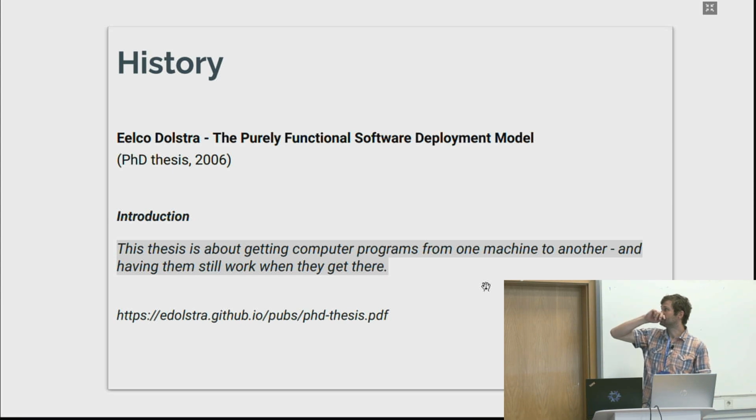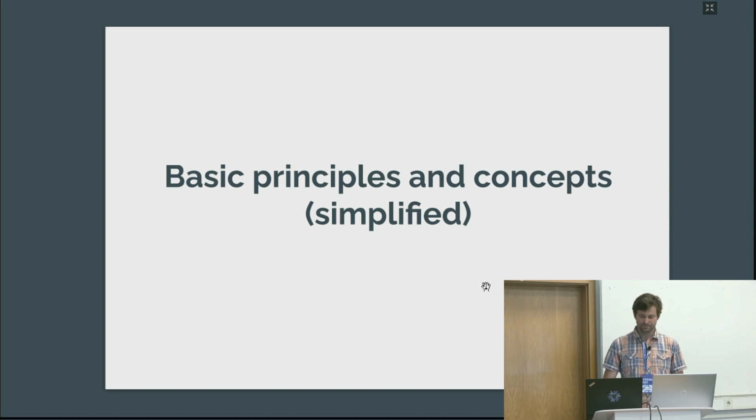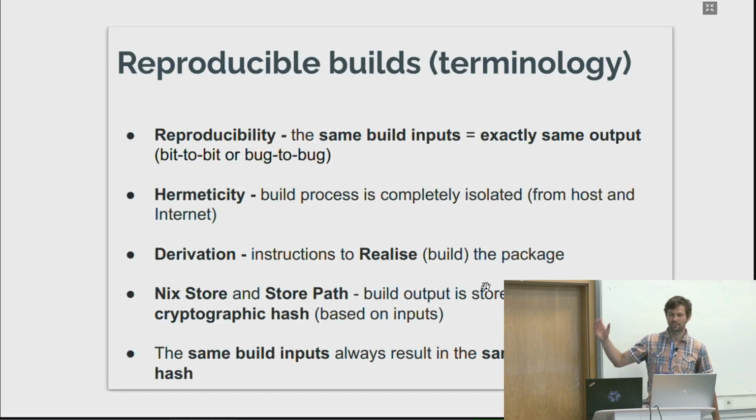So this is the first sentence of his thesis: this thesis is about getting computer programs from one machine to another and having them still work when they get there. So it's still a valid point. Basic examples, I'm really going to simplify that. The biggest topic is reproducibility, which means the same inputs end up as exactly the same outputs, bit to bit or back to back. To achieve that, everything is built in a very strongly isolated environment from the host and internet and with heaps of configurations, which guarantees that it always ends up exactly like that.